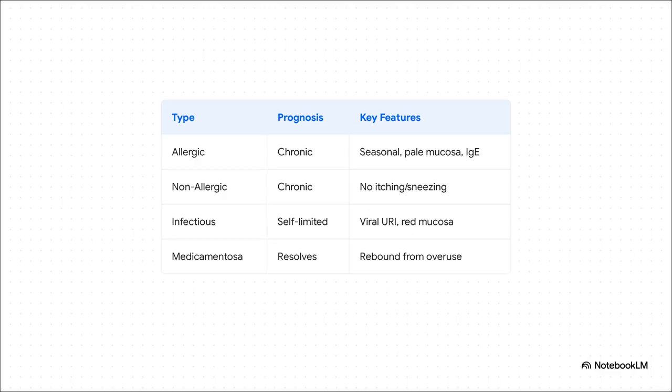Allergic? Think EG, pale mucosa, itching. Non-allergic? No itching, just those vasomotor triggers. Infectious? That's your common cold with red mucosa. And medicamentosa? That's the rebound from overusing decongestants. Knowing these key features is how you'll tell them apart when you're under pressure.